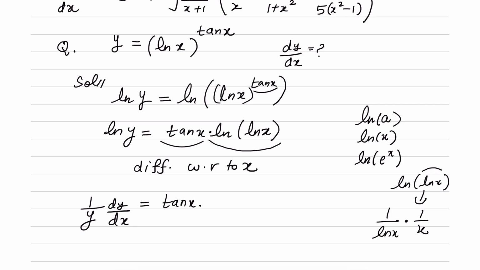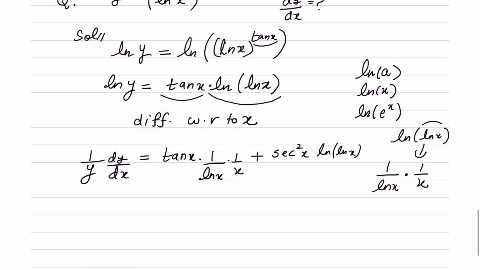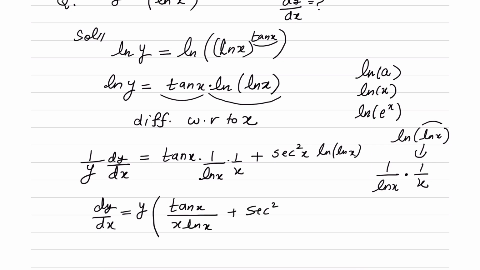So this is how you find the derivative of ln x. Back to our question, first term as it is, and then the derivative of ln x, which is 1 over ln x, and then the derivative of ln x, which is 1 over x, plus first term derivative, which is tan x, and its derivative is secant square x, and the second term as it is, ln x. Now we will keep dy by dx on one side and bring this y up and simplify the right hand side expression, which is tan x over x into ln x plus secant square x into ln x.